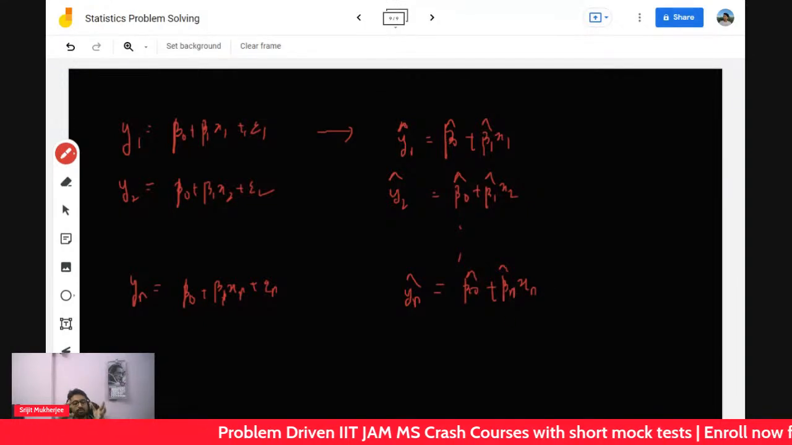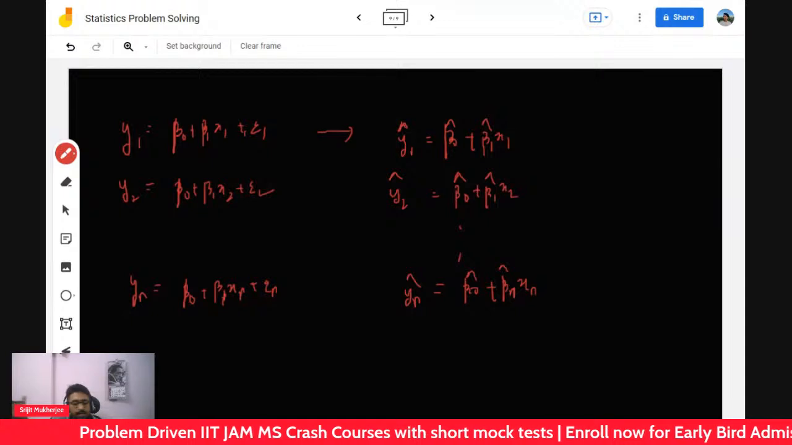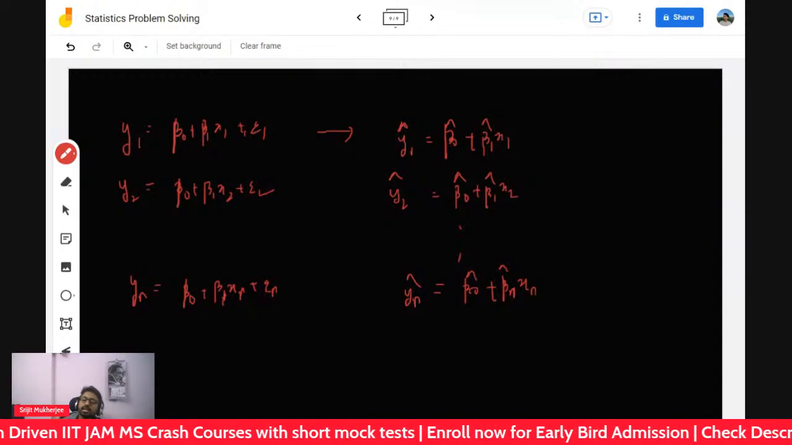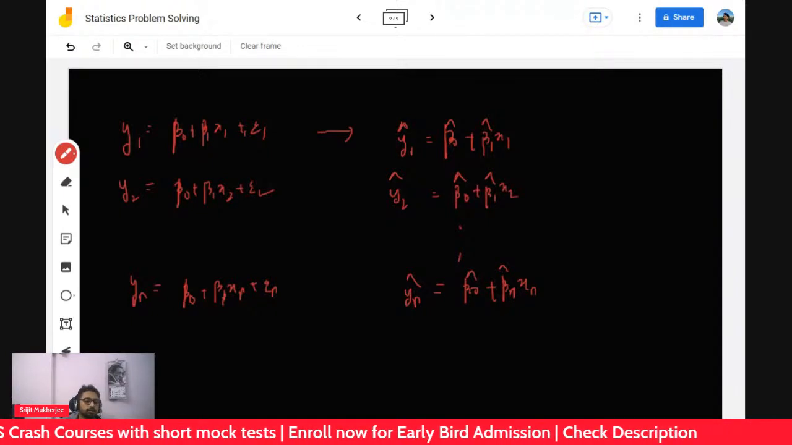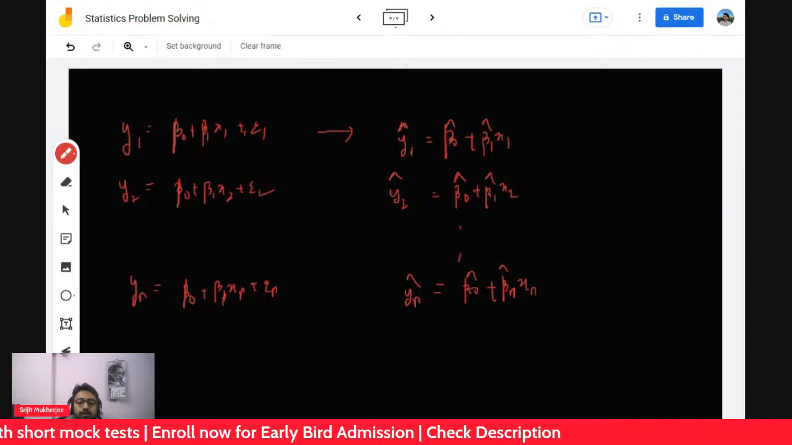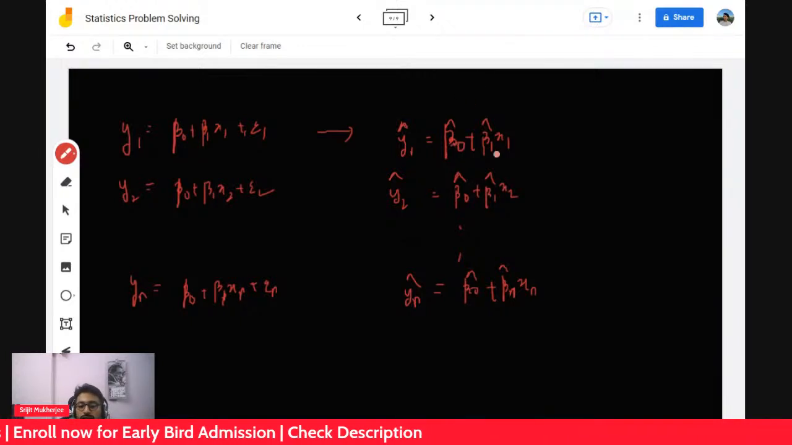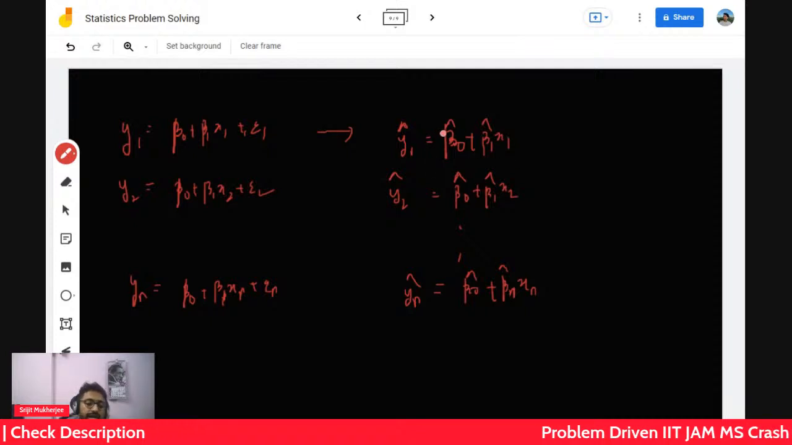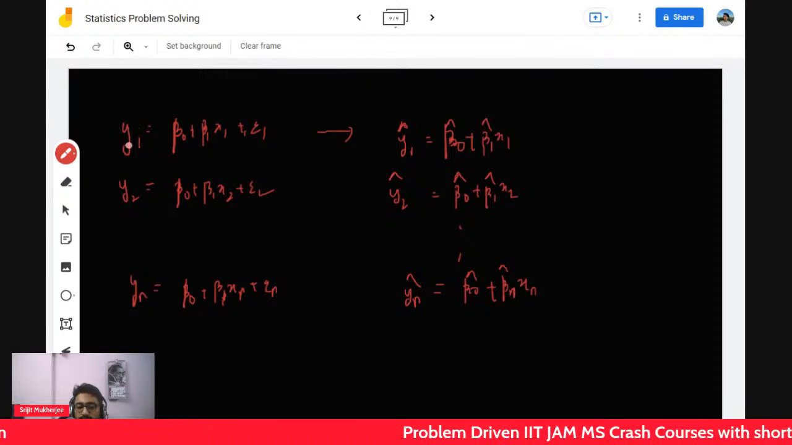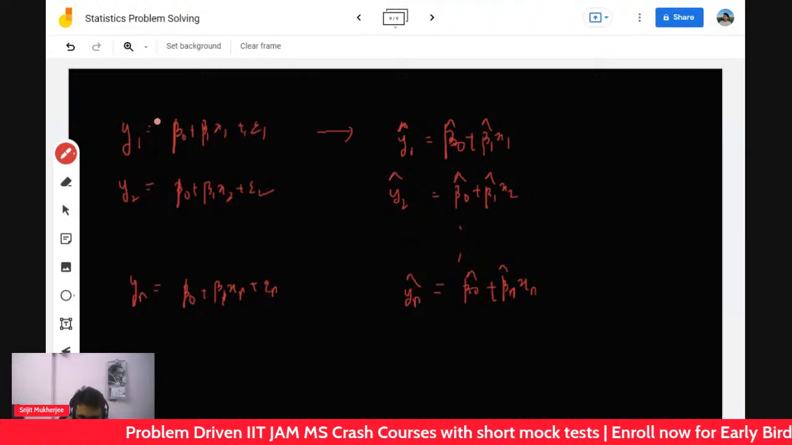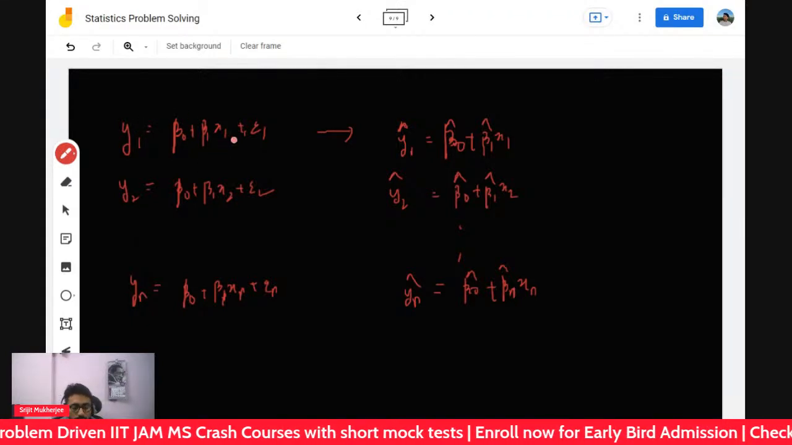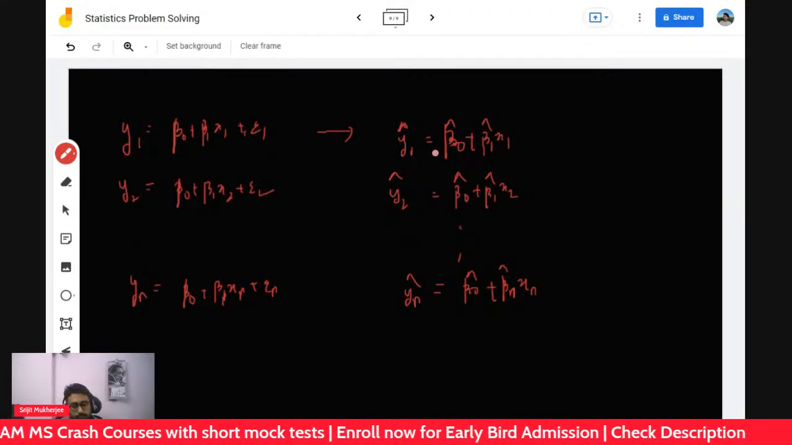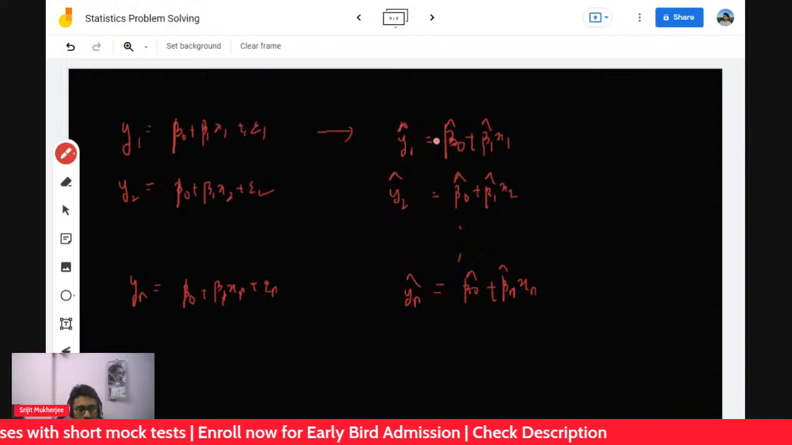So we have y1 is equal to beta naught plus beta 1 x plus that error term. We're trying to get beta naught hat and beta 1 hat. The idea is that we try to get the closest possible values of beta naught hat and beta 1 hat. That means after putting in those values, we are getting the closest possible value of y1 in some sense.